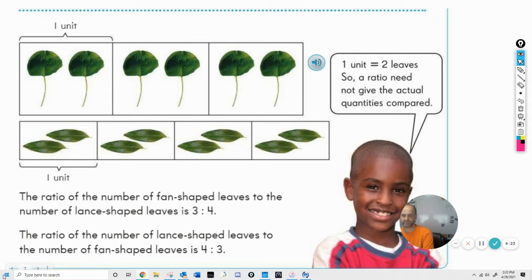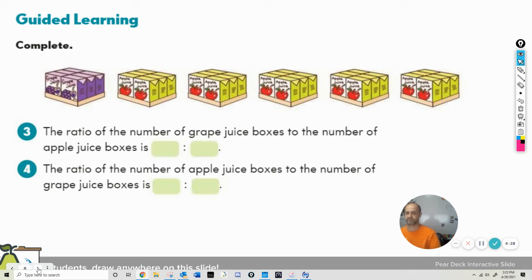Okay? So again, your ratio doesn't have to involve the actual quantities. Okay. Try this quickly.